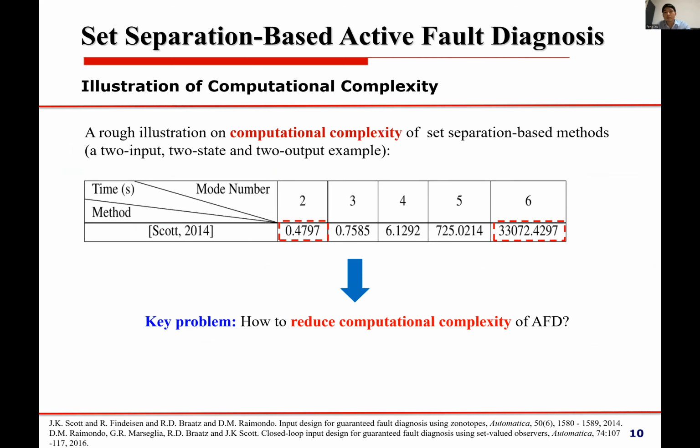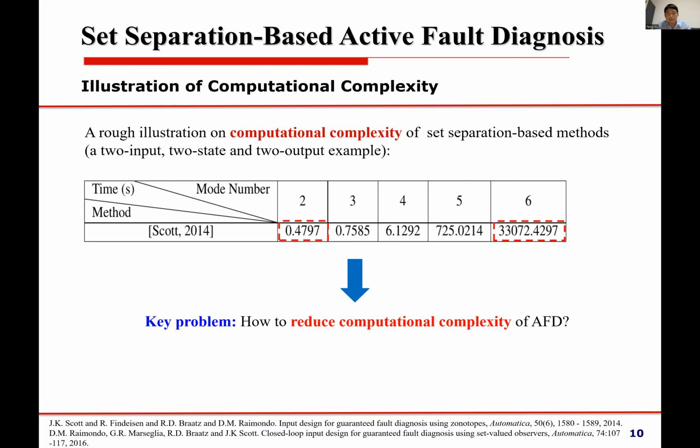Here I show you an example. It's not a rigorous illustration. I just use this simple example to give you an impression of its computational complexity. Here we only consider a 2 inputs, 2 states, and 2 outputs example, and we change the number of modes from 2 to 6. When we have 2 modes, we only need 0.47 seconds to separate the 2 output sets. But if we increase the number of modes from 2 to 6, in this case, we need 33,000 seconds to separate all output sets. So I think based on this example, we can have an impression of its computational complexity.